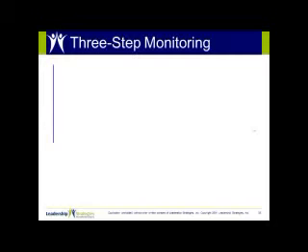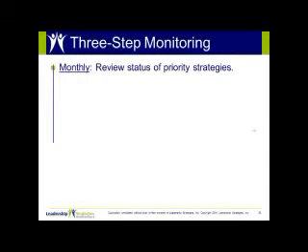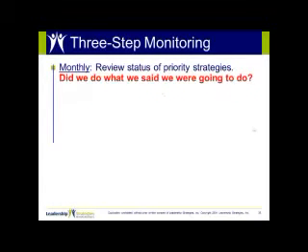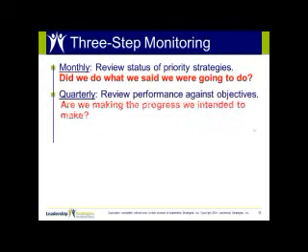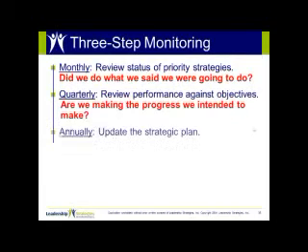And so we implement a 3-step monitoring process, and we'll be providing in the class the details behind each step. First step is a review of status of priority strategies, and it answers the question, did we do what we said we were going to do? That happens monthly. Quarterly, then, you answer a different question. Because you're reviewing performance against objectives, you're answering, are we making the progress we intended to make? And then finally, annually, you're asking a different question, are we going in the right direction? And through that, you update the strategic plan.